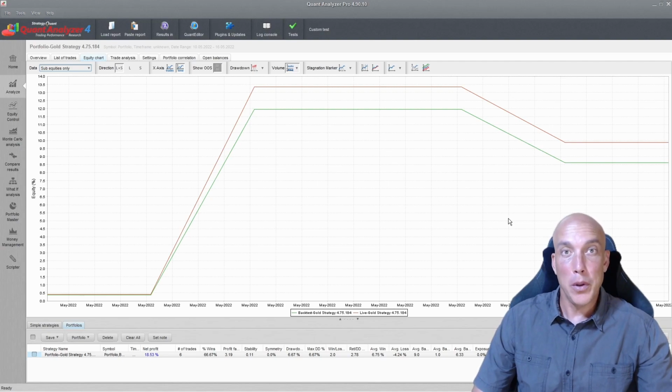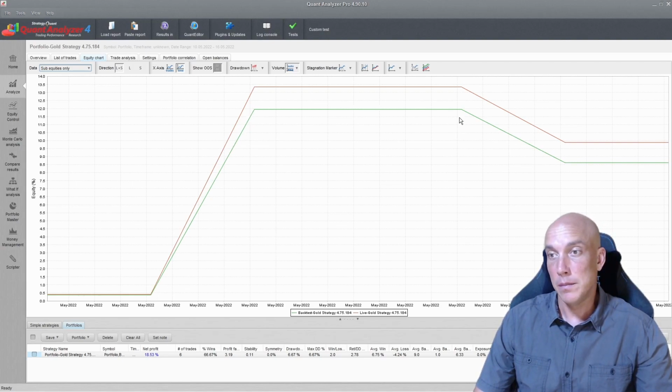We load both of our strategies and the data. In the red is the live results, and in the green is the Strategy Quant backtesting results. We can see that the equity lines are following each other. And then in this example, the live results are slightly better.